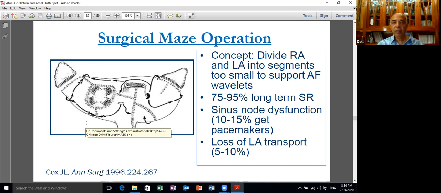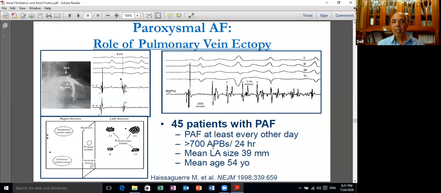Although it's still considered the guideline by which we compare all the others, it's associated with a significant decrease in the occurrence of atrial fibrillation, with 75 to 95% long-term persistence of sinus rhythm. Unfortunately, it's associated with sinus node dysfunction and pacemaker implantation in 10 to 15% of the patients, and it leads to a 5 to 10% decrease in the left atrial emptying fraction and transport function. So although it's a landmark surgical study, it's too drastic to be applicable.